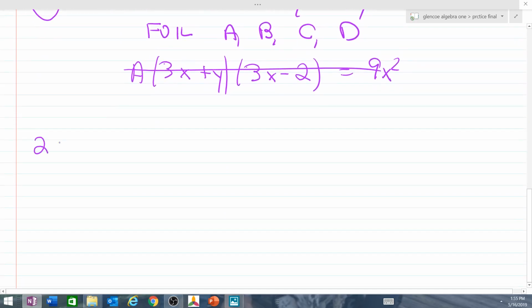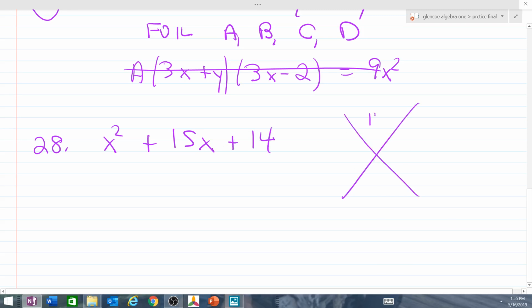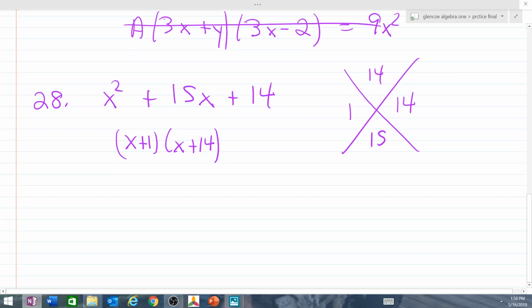28. I think we can all factor a trinomial. We can all X factor, correct? And what multiplies to 14 and adds to 15 would be what, guys? 1 and 14. So it would be x plus 1 times x plus 14. Please feel free to work ahead on your practice finals.